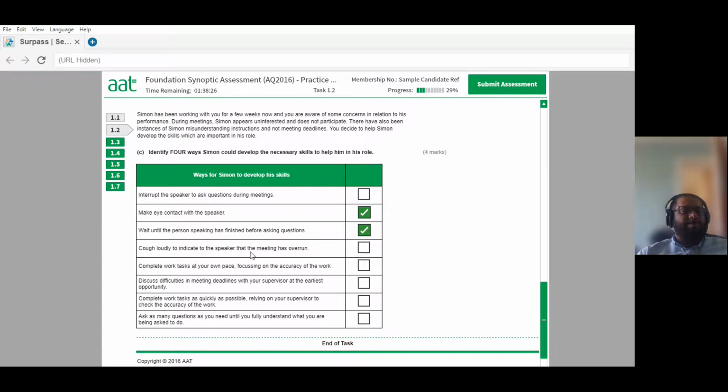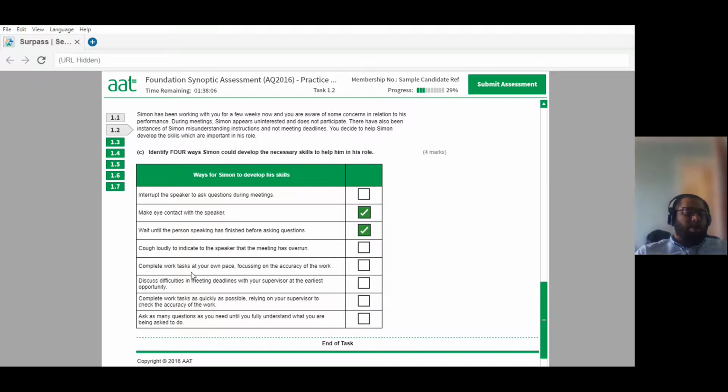Cough loudly to indicate to the speaker the meeting has overrun. Unless you are basically pushed against the wall, I would so strongly recommend not to do this. This will definitely be deemed unprofessional. So that's definitely not an answer.